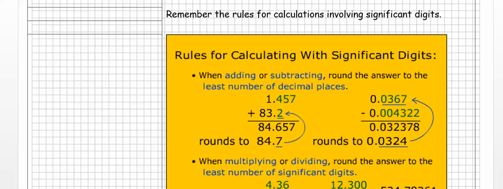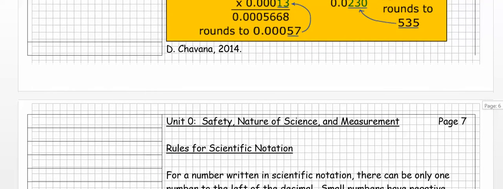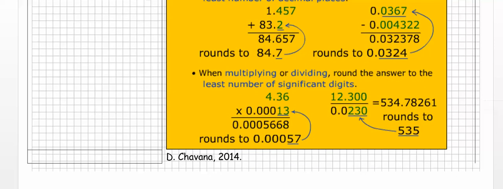Those are the rules for addition and subtraction. Look to the least precise number being added or subtracted, and make sure that your answer is rounded to the least precise of the two. But what about multiplication and division? Well, let's take a look at this problem right here.